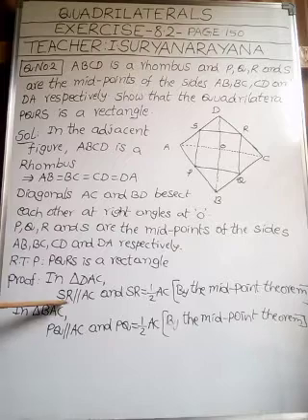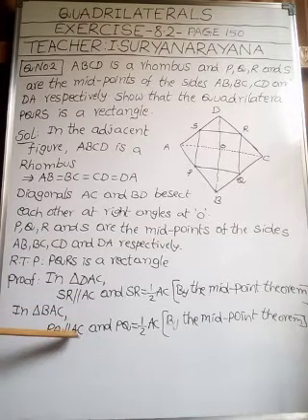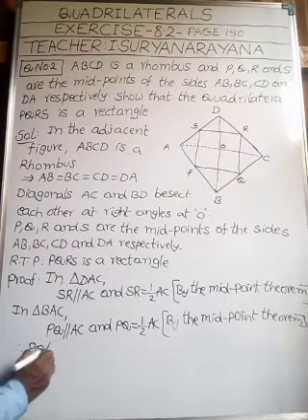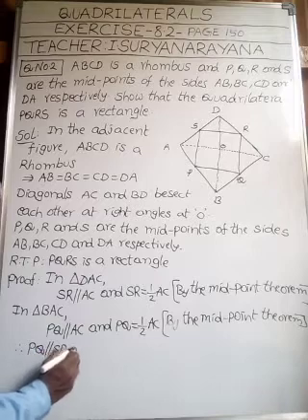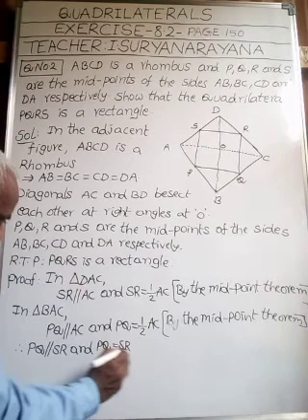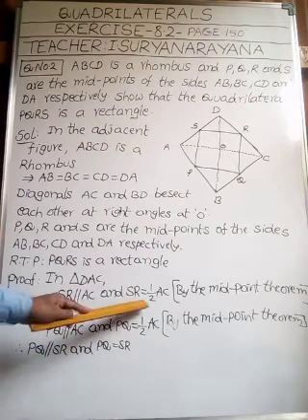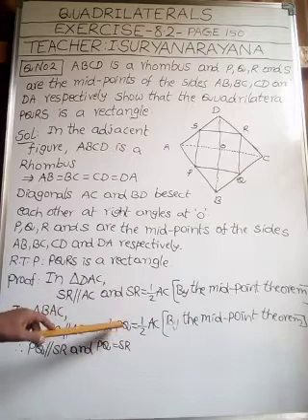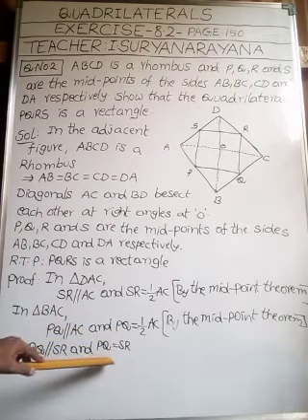So here SR is parallel to AC. Here PQ is also parallel to AC. Therefore PQ is parallel to SR, and PQ is equal to SR because SR is equal to half of AC and PQ is also half of AC. Both are equal. So these two are also equal. Yes or no, my children? Right.